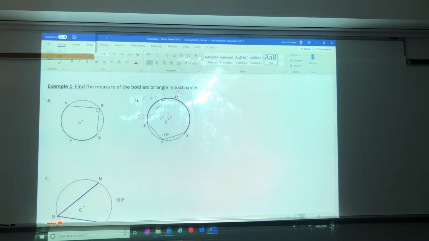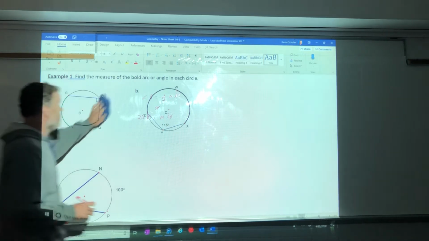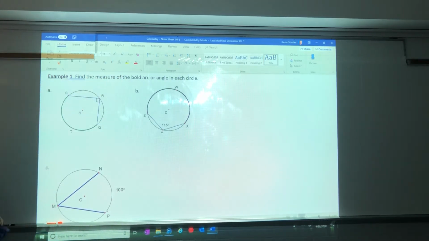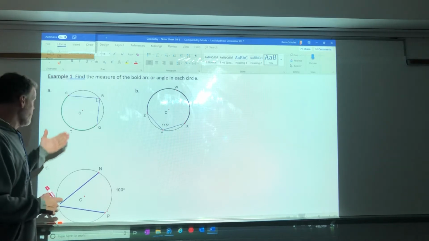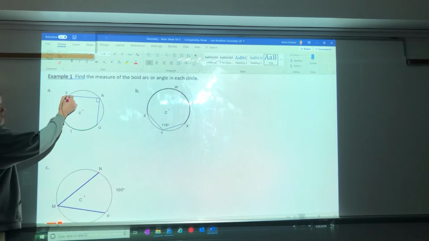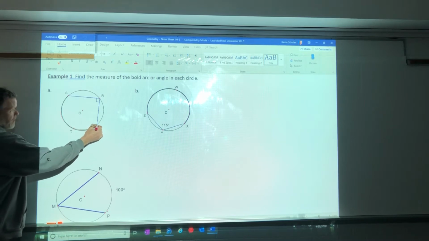Look at our examples here. And they're going to give you one measurement or the other. They're either going to give you the arc or they're going to give you the angle. Okay. And they have this in bold. This arc is what they want you to find the measure of.